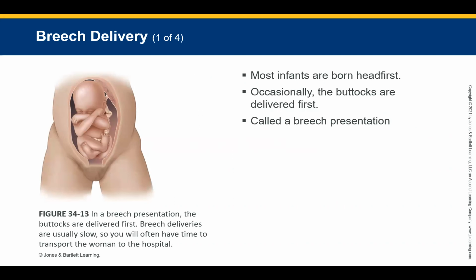So in complicated deliveries, we're going to talk about a breech delivery here. All right, so the presentation is the position in which an infant is born, or the body part that is delivered first. Most infants are born head first, called a vertex presentation. Occasionally, the buttocks are delivered first, called a breech presentation. The fetus is at great risk for trauma with this type of delivery, and a prolapsed cord is more common in breech deliveries.